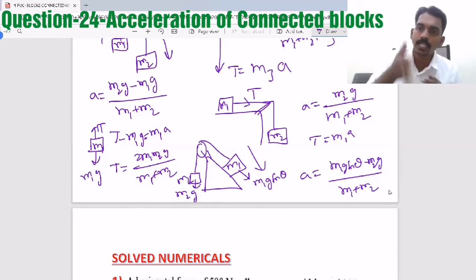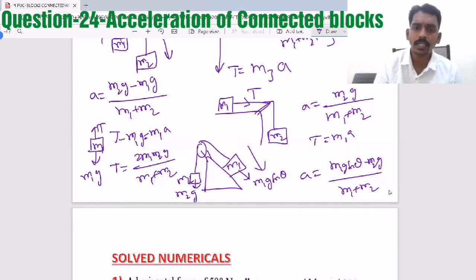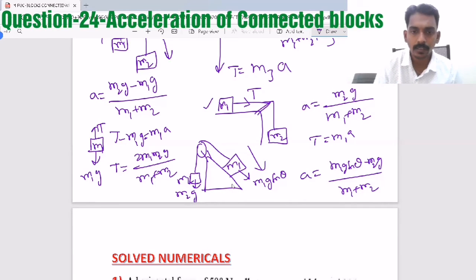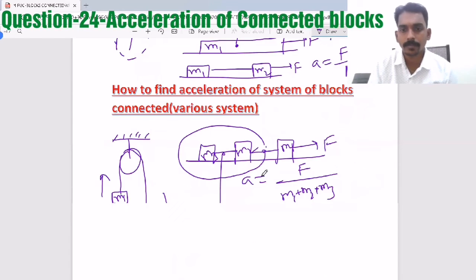That means if the body is moving vertically, then its total weight will affect the motion, or take part in acceleration, like mg in the first case. If the particle is on a horizontal smooth surface like here, then there is no effect of its weight on the acceleration, only M2g is affecting. If the particle is on a smooth inclined plane, then its weight component along the incline, that is mg sin theta, will affect the motion, where theta is the angle of inclination. So this way they'll ask questions based on bodies connected with strings.